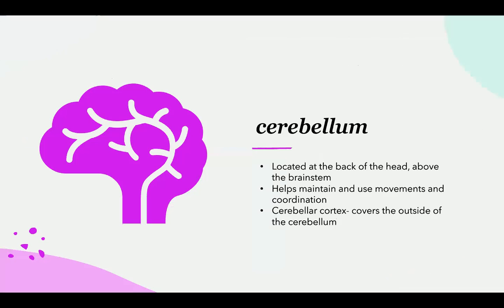The next structure of the brain is the cerebellum. It is located at the back of the head above the brainstem, so this area kind of here in this little graphic. This part of the brain helps maintain and use movements and coordination. It is the primary motor cortex of the brain. And the outside of the cerebellum is the cerebellar cortex. This helps protect the cerebellum.